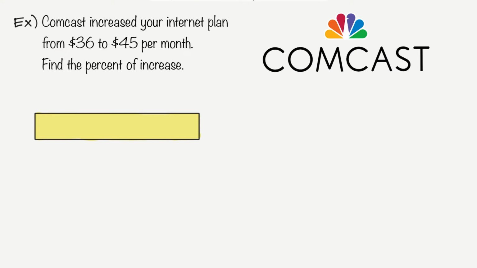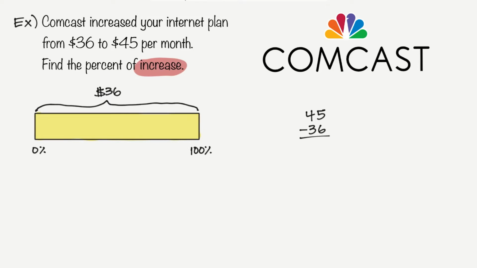It says Comcast increased your internet plan from $36 to $46 per month. Find the percent of increase. Okay, so we're going to start with a bar diagram. And what I'm going to show you is that this whole bar represents $36. That is my regular internet bill. And if I'm paying all of it, it would equal 100% of my bill. But I'm actually going to be paying more now.